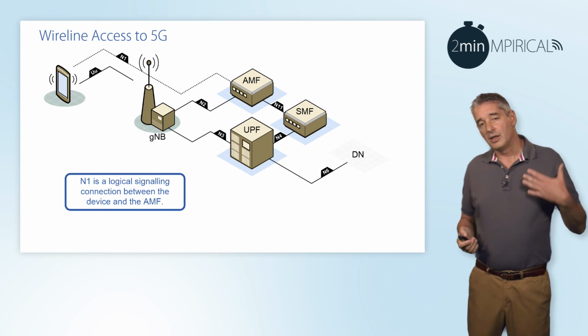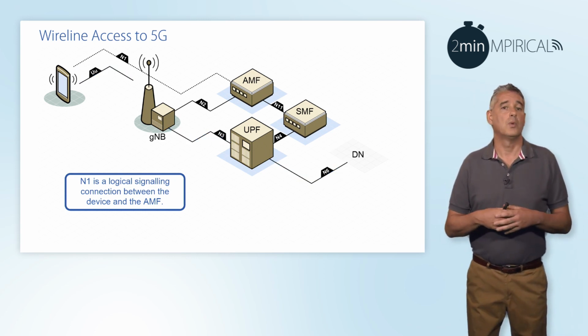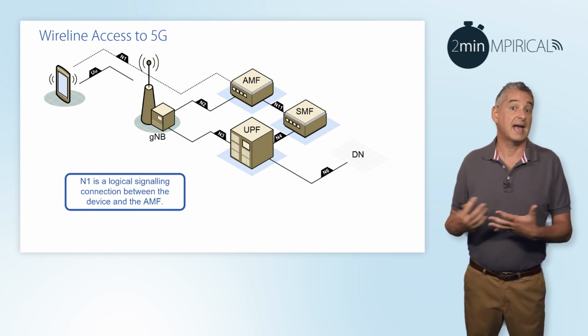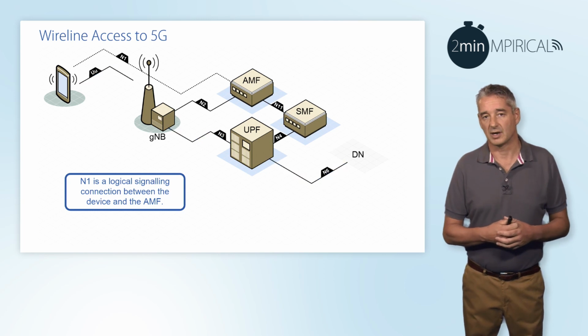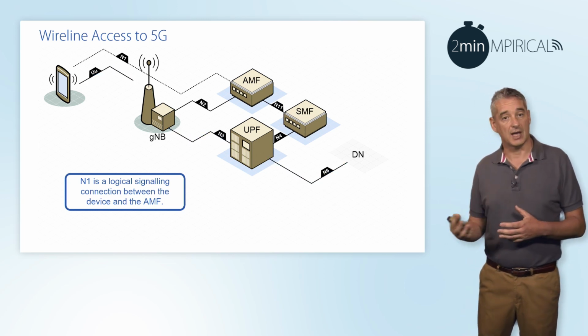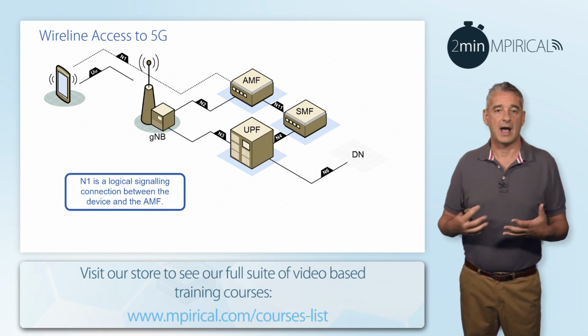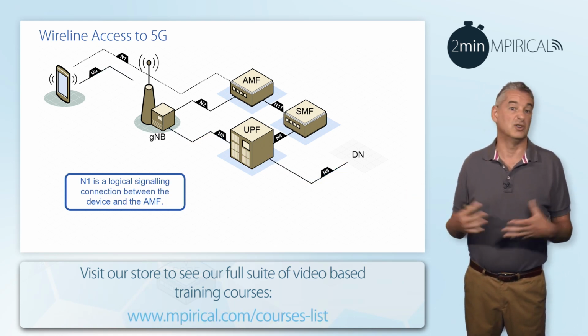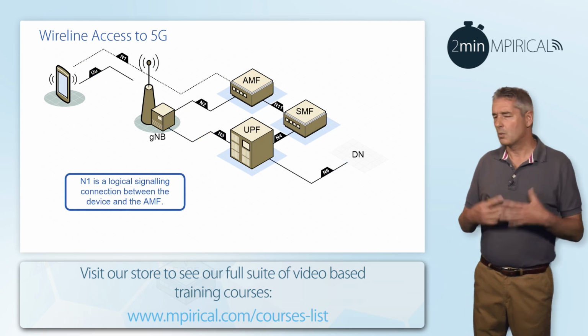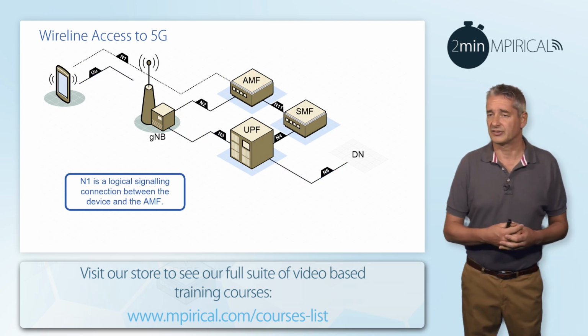Okay. Therefore, we can now see on the diagram the way that our user data will be carried across the traditional 5G network, from the device up to the gNB, and then over to the UPF, the user plane function, and out to the data network, for example, the internet. So, what's this got to do with wireline access?